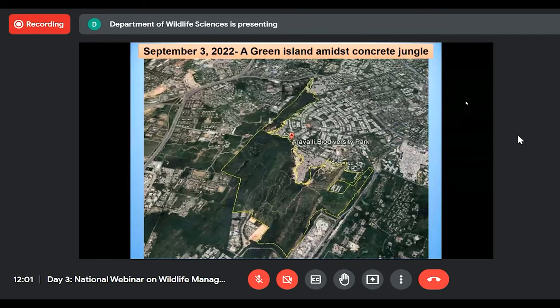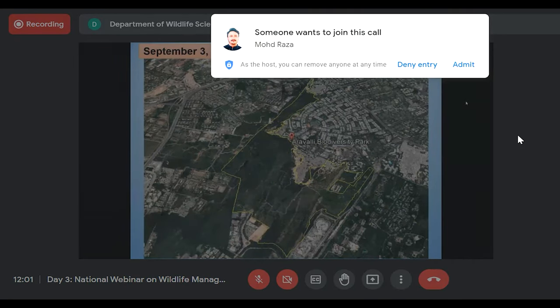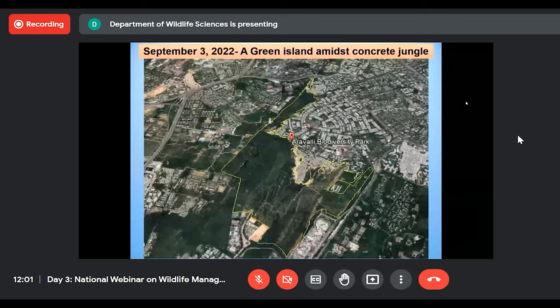Then this is the present scenario. With all this, it has come up totally. This area is developed, this area is developed, this area is developed. So a green island amid a concrete jungle has come up now. Next, please.